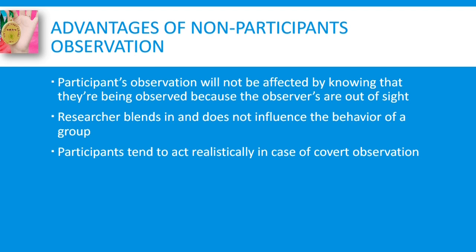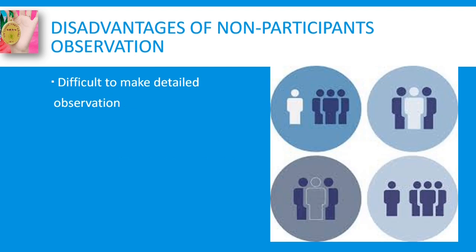Now let's come to the disadvantages of the non-participant observation. It is difficult to make detailed observation because you're not part of that group, you're away from that group and you're trying to observe them. So you do not have the full knowledge about the group activities and you cannot understand the whole phenomena. You cannot get a real and deep insight into the phenomena. And you do not have the full knowledge about the group activity.